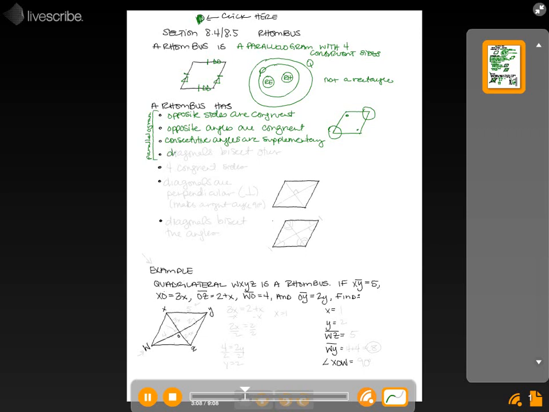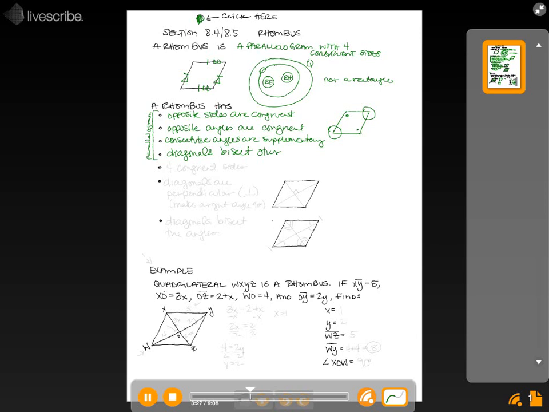And the last one is that diagonals bisect each other. Okay, now they're not congruent. They're not congruent like they are for a rectangle because a rhombus is not a rectangle. They just bisect each other. They cut each other in half.